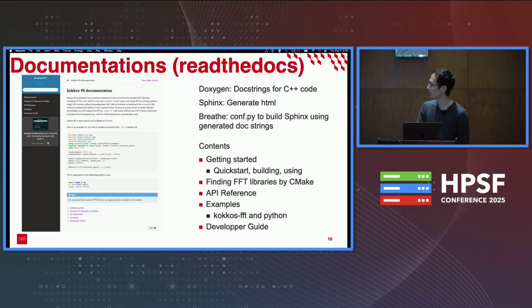This is how the documentation looks. Briefly, all the APIs are auto-generated from the doc strings of the C++ code in order to keep consistency. These APIs generated from Doxygen are embedded into Sphinx, so you have something like this. And there is some content including a developer guide.